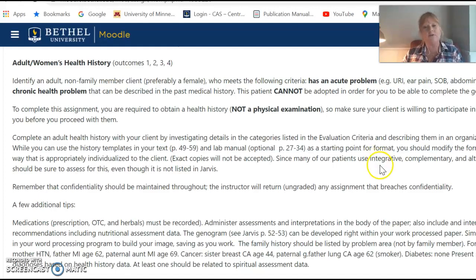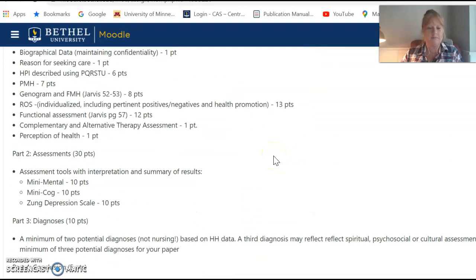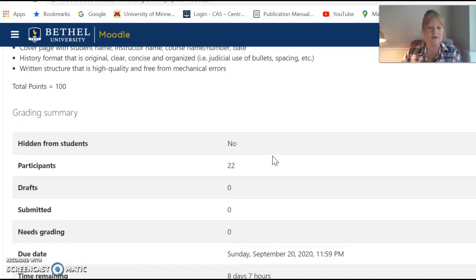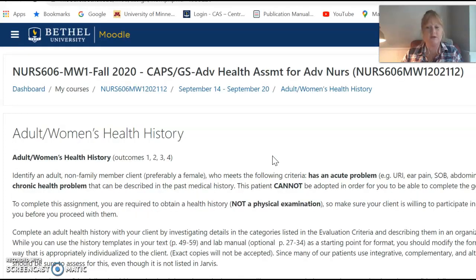And some of your diagnoses can also be a positive thing. It could be a 40-year-old female who has hypothyroidism that's stable, so it doesn't always have to be an ongoing problem at the time. So this goes over the paper requirements, how it's graded, etc. And I look forward to reading those more too.